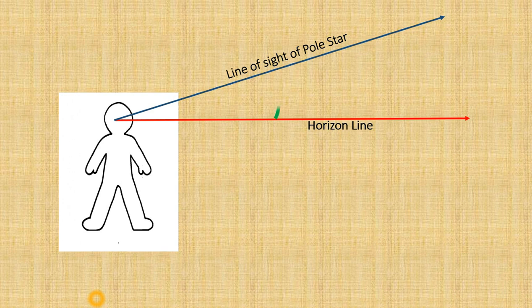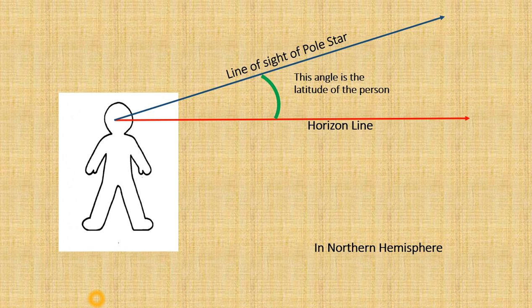These two lines, the horizon as well as the line of sight, together form an angle, which we can call the elevation of the star. Whatever the angle, elevation or angular distance these two lines form is equal to the latitude of the place where the person is standing, right? But keep this in mind, the person should be in the northern hemisphere.